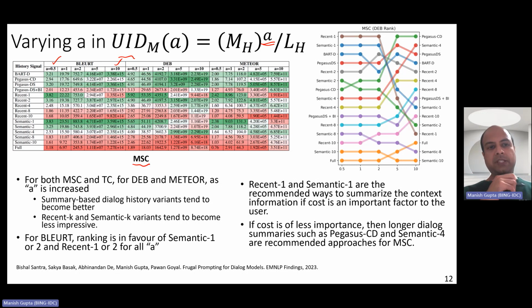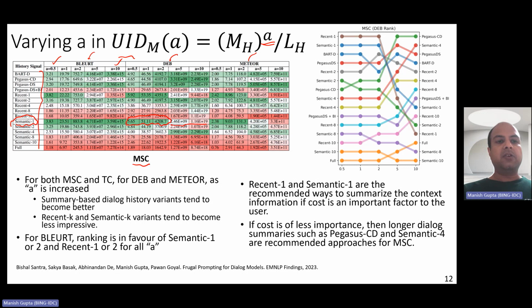As you see, this is just results for MSc, and these are results for the three metrics, BLERT, DB and Meteor, and of course the rows are different ways of encoding the dialogue history, right? What you observe is that for both data sets, although the TC results are not shown here, for DB and Meteor, as you increase A, remember our hero was semantic one, the best. Semantic one stays best for small values of A. But as you notice, it becomes worse for larger values of A.